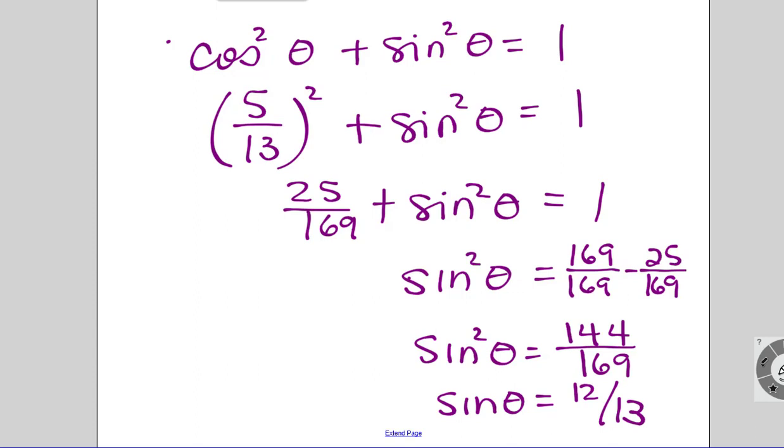Okay? Now, they told us that theta was in the first quadrant. So we know in the first quadrant, sine and cosine are positive. So that's why I don't need to worry about the negative answer. Okay, technically it would be plus minus, but we'll pay attention to the quadrant that the angle is in, and that'll determine for us if it's positive or negative. Okay? Questions about that?